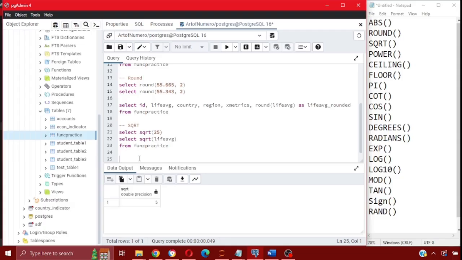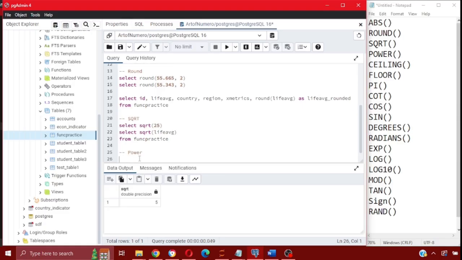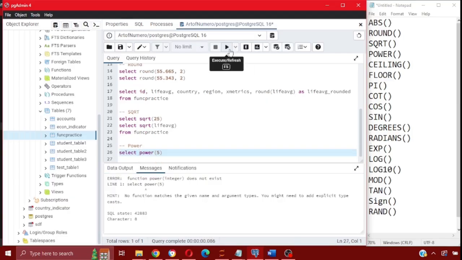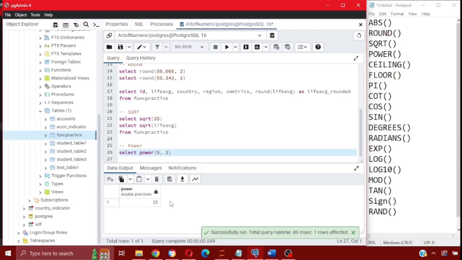Let's say now we would like to perform power. Just put the title here, power, and select power, and then put 5. You're going to see, oops, sorry, I did not pass the second parameter here, which is going to be 5 to the power of 2, right? That's 25.